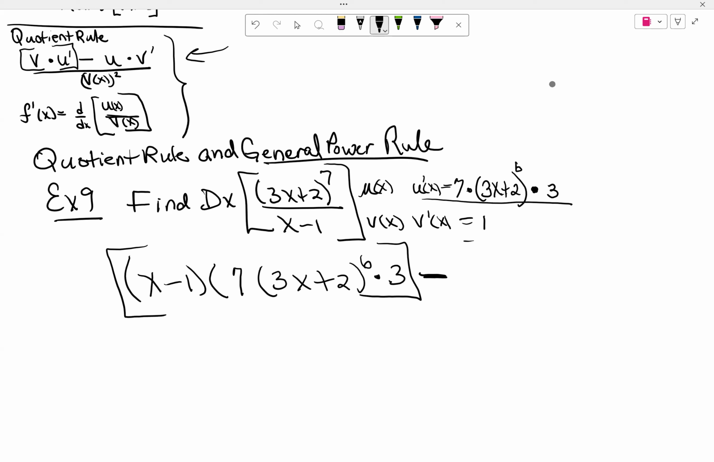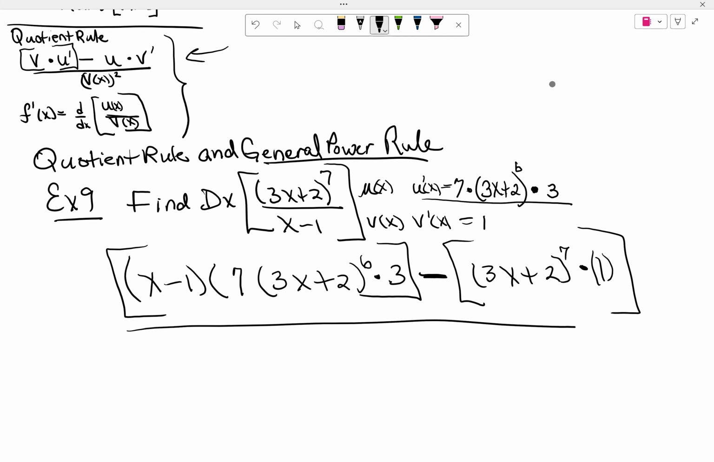minus, again, I'm going to use brackets to separate it. This is simply going to be the 3x plus 2 to the 7th times the derivative of the denominator, which is 1. And all of this is over that v of x, which is x minus 1, squared. If you can follow me as far as this is concerned, we're good so far.